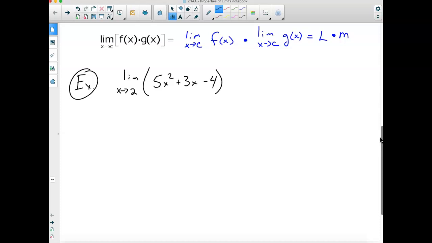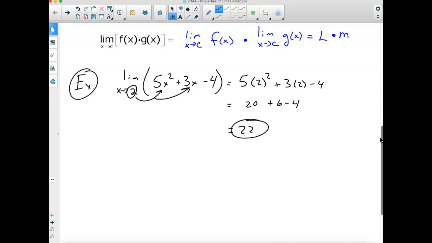Okay, well, what is it? Direct substitute in. What is it? Well, it's going to equal 5 times 2 squared plus 3 times 2 minus 4, right? Well, what is that? 2 squared is 4 times 5 is 20, plus 6 minus 4. Isn't that just going to equal 22? Okay? We could get nutty if we really wanted to get nutty with this. I don't want to, but I'm going to really quick.